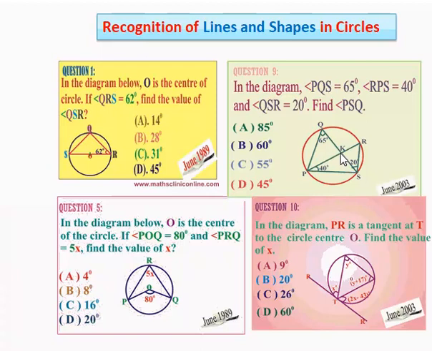No, KS is not a chord, because the 2 ends of a chord must touch the circumference of the circle. But K started here, it did not touch this point here. It's not even the center. So it is not a chord, okay? Now, watch this question 5 here. Can you see PR?